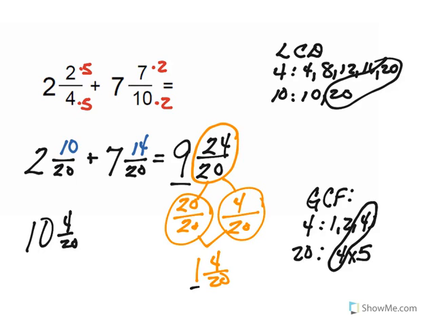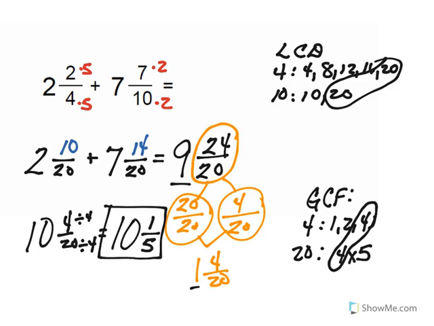So I'm going to use 4 to divide my numerator and denominator, and I'm going to have a whole 10. 4 divided by 4 is 1. 20 divided by 4 is 5. And so my final answer is going to be 10 and 1/5.